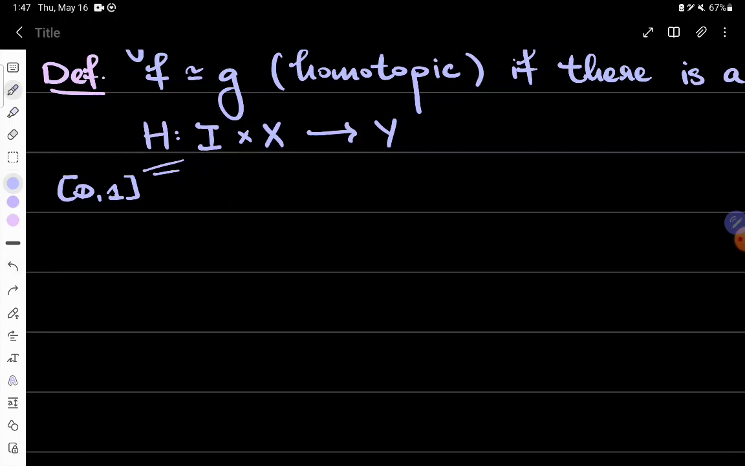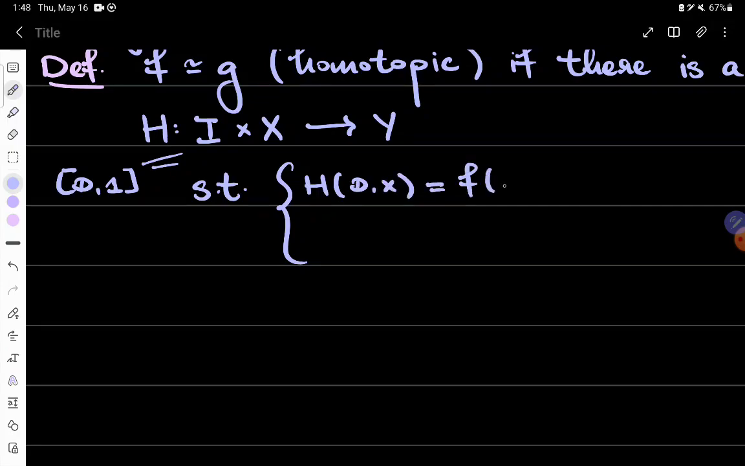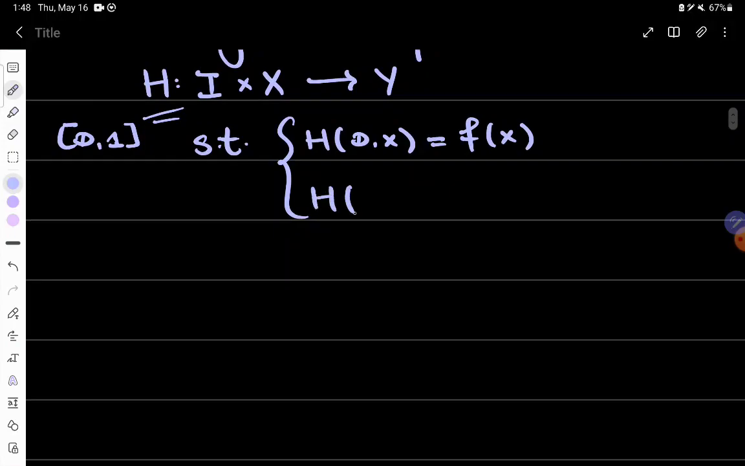So let's say we have this continuous map such that at time 0, the value at any point x is f of x, right? If we hold some value of t constant, we then get a map from X to Y. And at time 1, we get g of x.